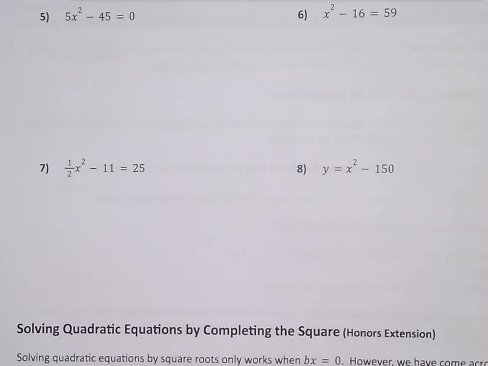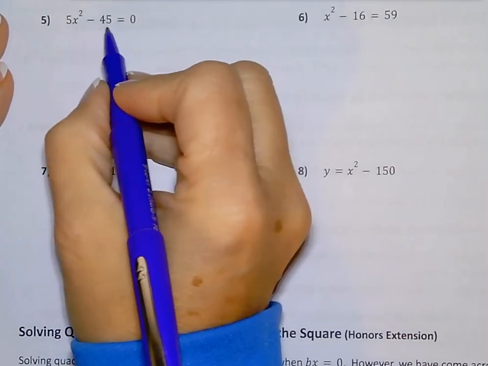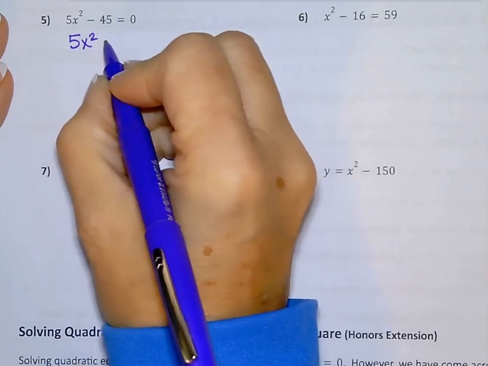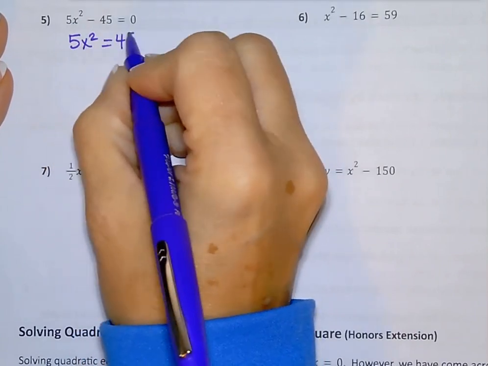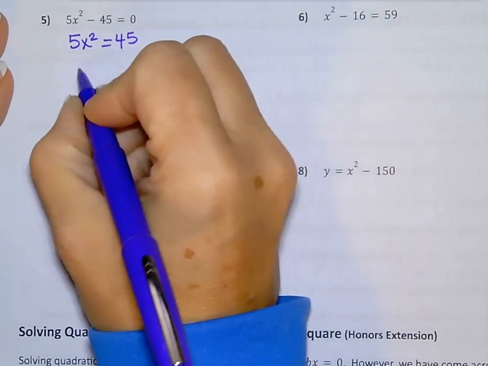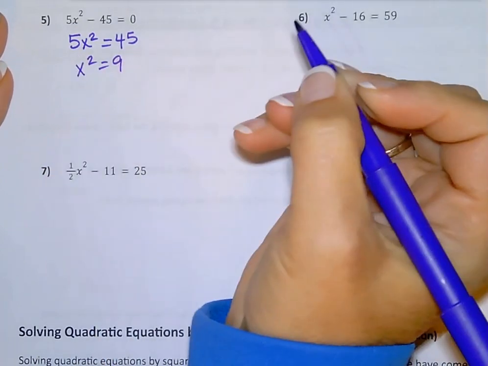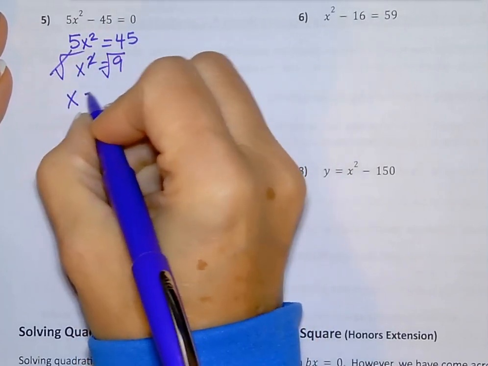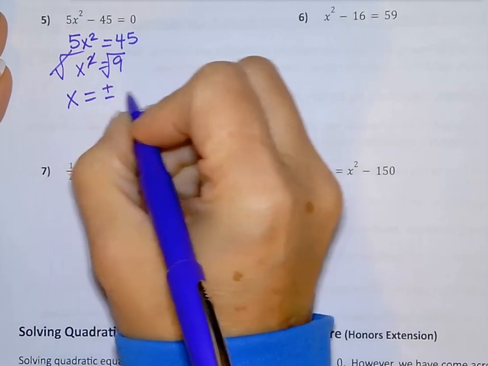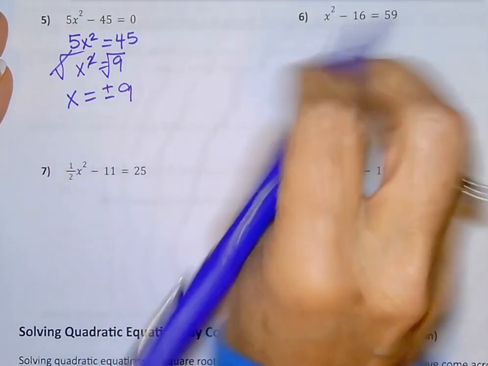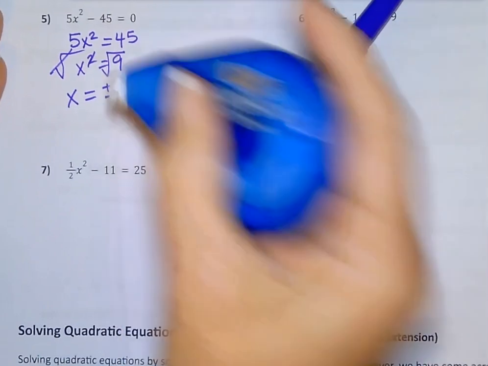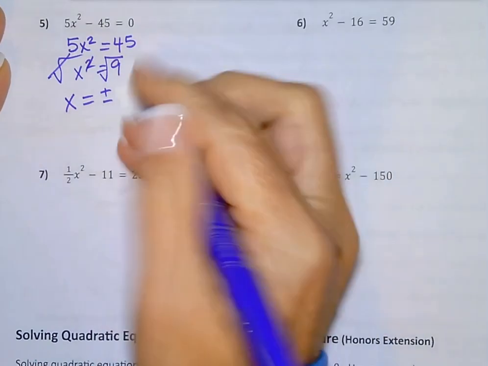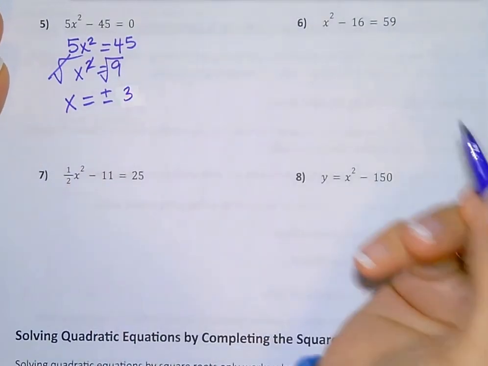5x squared minus 45 equals 0. First thing I'm going to do is isolate my x squared. So 5x squared equals 45. I'm going to divide each side by 5, so I have x squared equals 9. And now when I take the square root, which undoes the square, I have x equals, remember I want both roots, so plus or minus 9. Excuse me, oh my gosh, who's making up math now? That would be me. Sorry, the square root of 9 is plus or minus 3. Glad I caught that before I moved on.